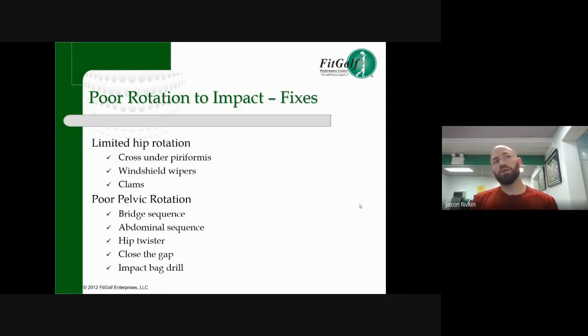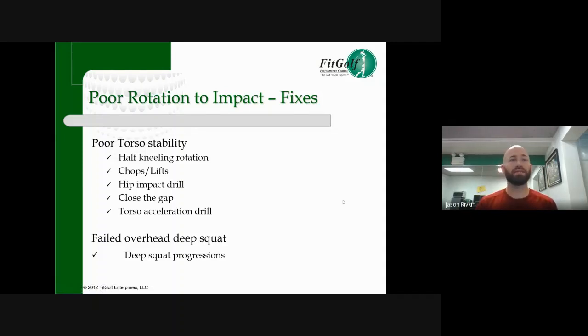All right, so in terms of fixes, we already addressed in a few different categories limited hip rotation. Greg showed you the hip stretches and clamshells. For poor pelvic rotation, if they have failed the pelvic rotation test, work on glute strength, and we saw the hip twister. There are a few swing drills that you could do. So what we're starting to see is that there's a lot of crossover and carryover between these issues, which makes it a little bit more simple to fix.